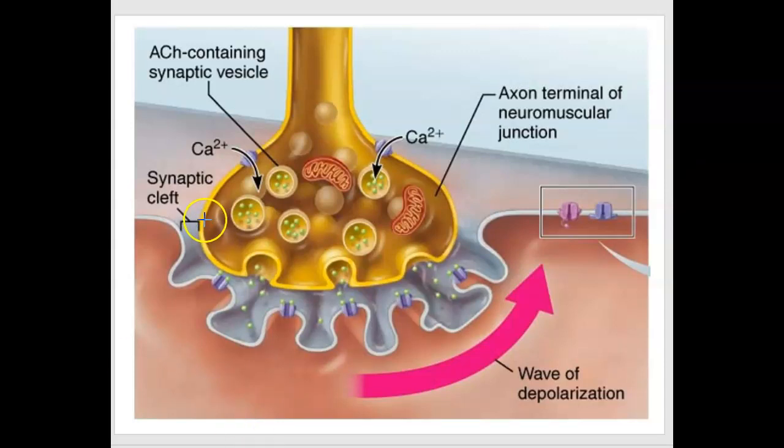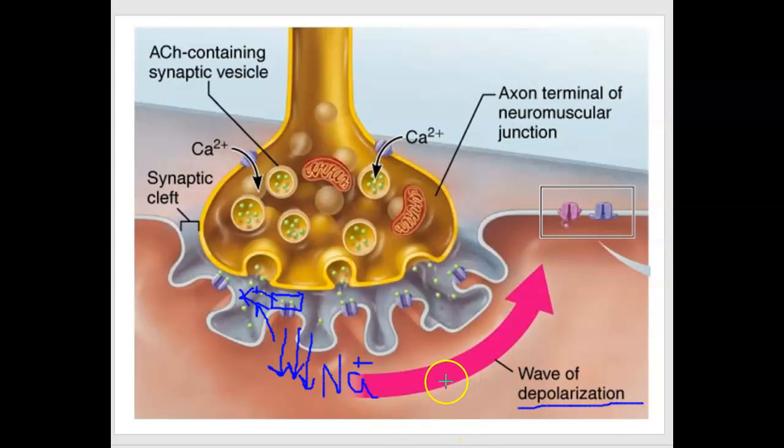You're familiar with this picture. It shows you a neuromuscular junction, and acetylcholine is released by the neuron and binds to a receptor on the motor end plate of a muscle cell. That causes potassium to leave and sodium to enter, but a lot more sodium enters than potassium leaves, so the inside of the cell becomes depolarized.